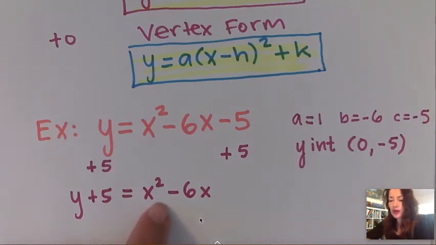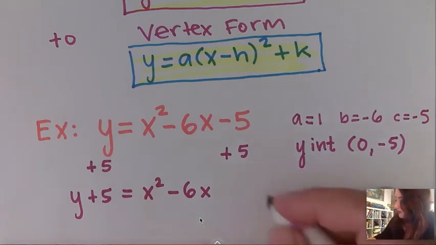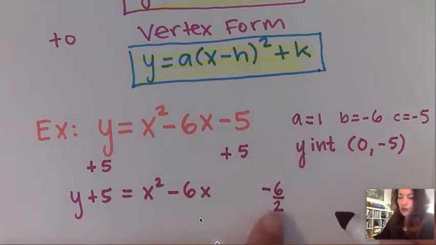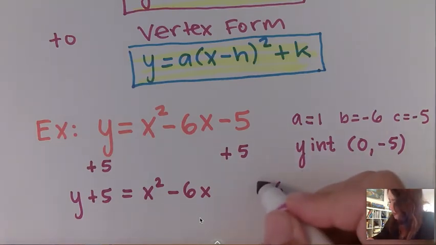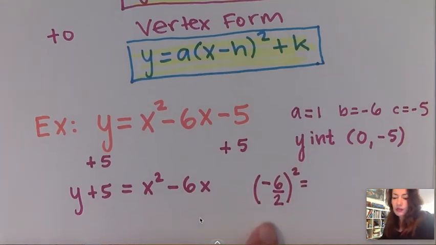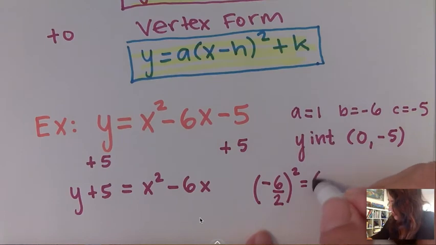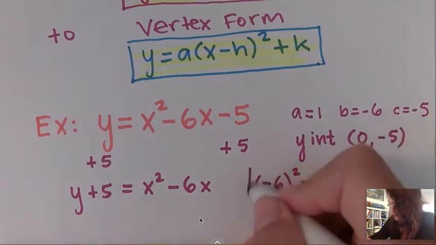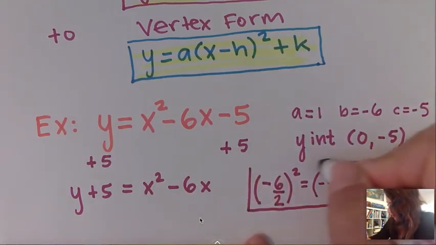A perfect square trinomial is created by completing the square. So how do we complete the square? We take half of negative 6 and square it. Half of negative 6 is negative 3, squared, which is 9. So we are going to add 9 to both sides.